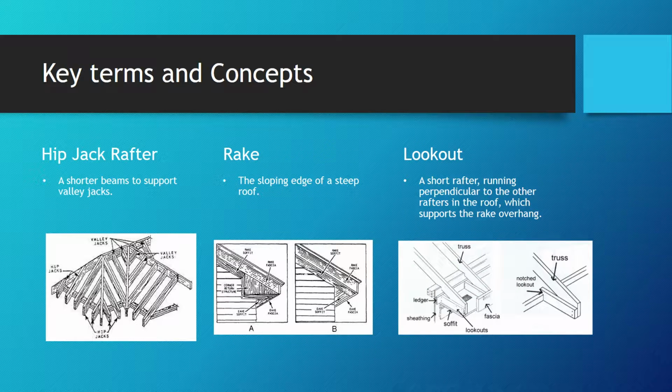Key terms and concepts, more of them here. Hip jack rafter, a shortened rafter to support valley jacks. Rake, a sloping edge of a steep slope roof. And then lookout, a shortened rafter running perpendicular to the other rafters in the roof, which supports the rake overhang.